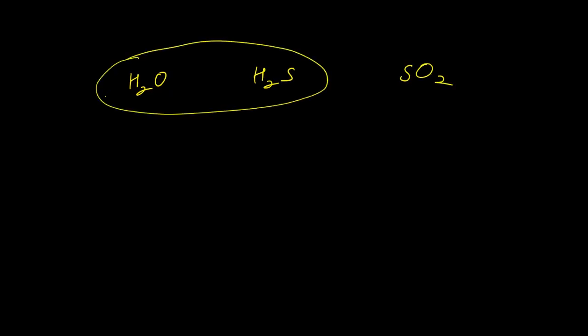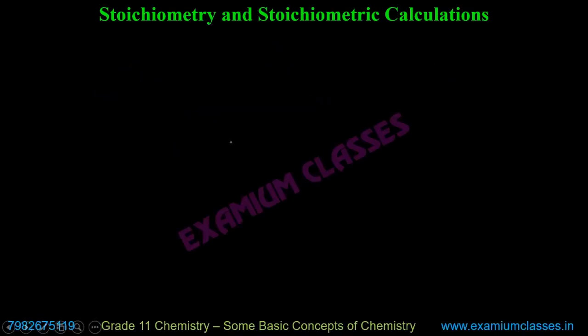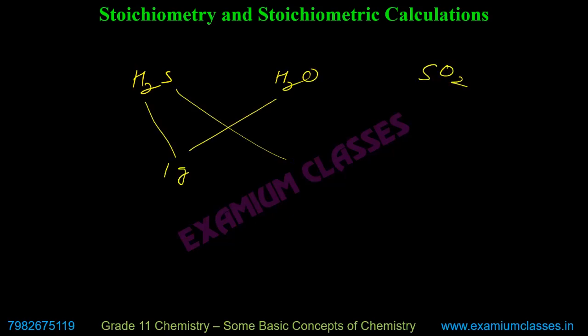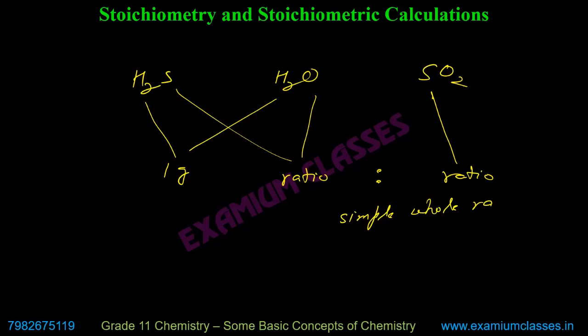In the example we considered H2O, H2S, and SO2. If you are considering these two, H2O and H2S, you will fix hydrogen as 1 gram. Then find the mass of the other two elements, S and O. Then find the ratio of these masses in SO2 easily. The ratio of these two ratios will be a simple whole ratio.